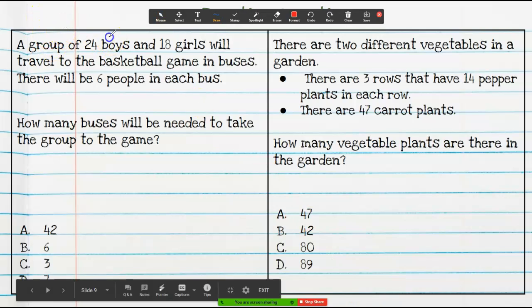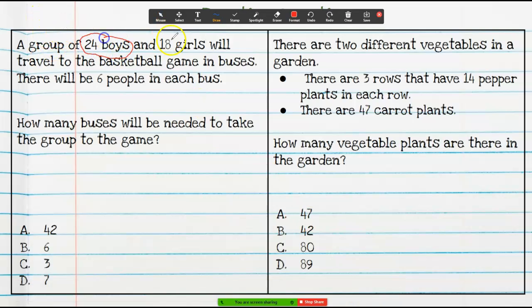Okay, a group of 24 boys and 18 girls will travel to the basketball game in buses. There will be 6 people in each bus. Okay, so I have 3 numbers here, which means this is probably a 2-step problem. How many buses will be needed to take the group to the game? Okay. So "each" is in the problem, which means I'm going to multiply.